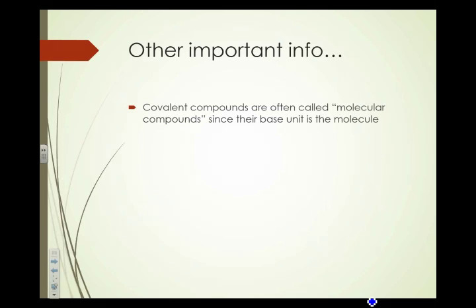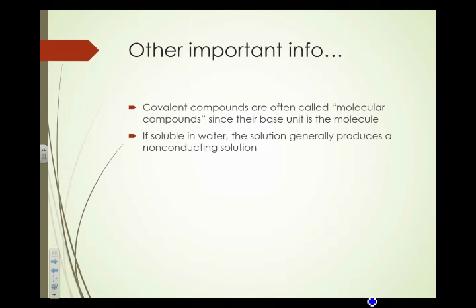Covalent compounds are often called molecular compounds since their base unit is the molecule. This is different than an ionic compound. Ionic compounds actually are sheets of ions laid next to each other, so we don't have a nice discrete bundle of atoms that we can call a molecule.